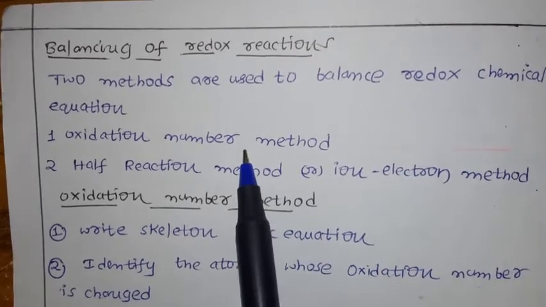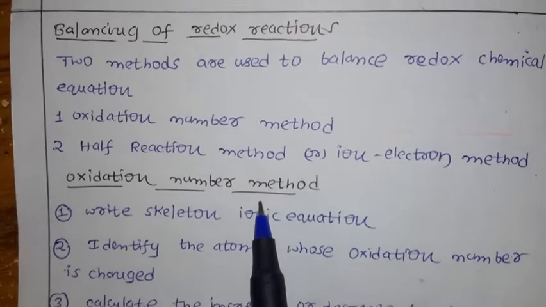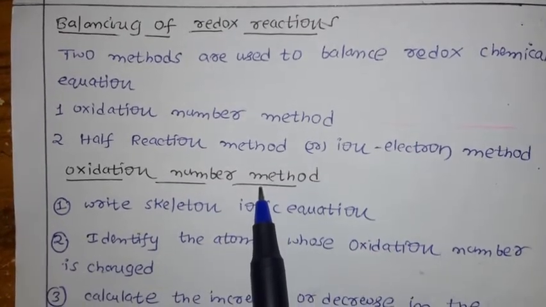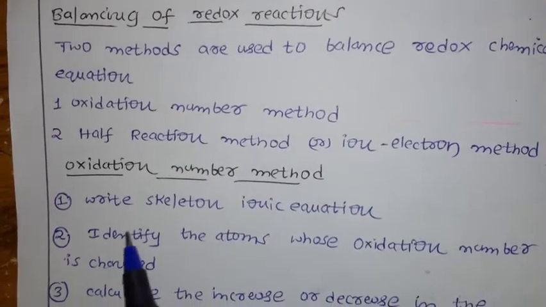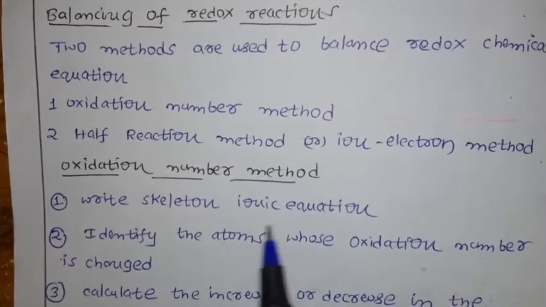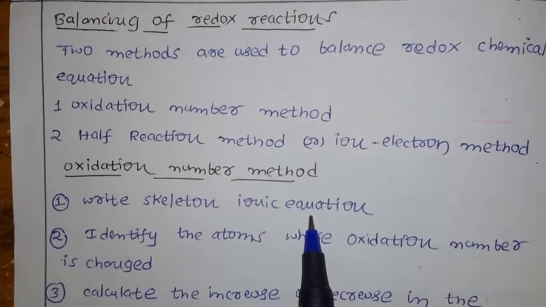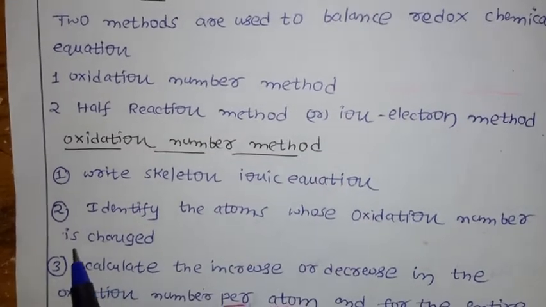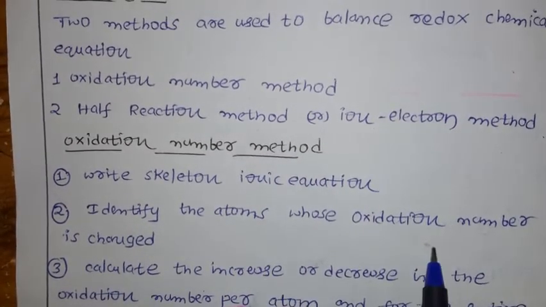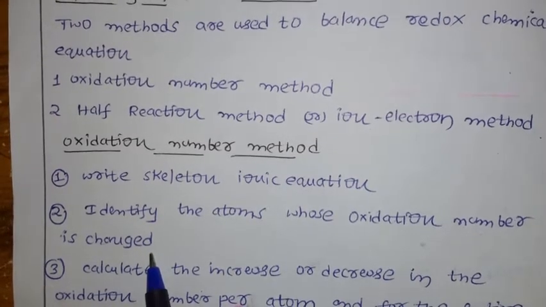First let us discuss the oxidation number method. Here I am going to write the steps first, then I will go through the example one by one. First, we have to write the skeletal ionic equation. They will give some equation and you have to write the skeletal ionic equation for it. Second, identify the atoms whose oxidation number has changed. Simply, you have to calculate the oxidation numbers.